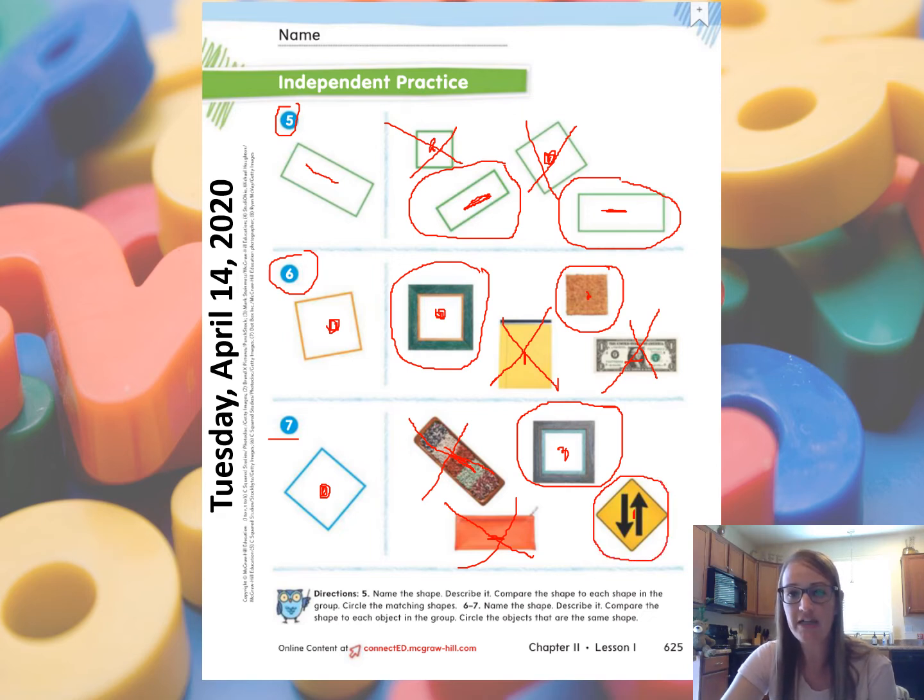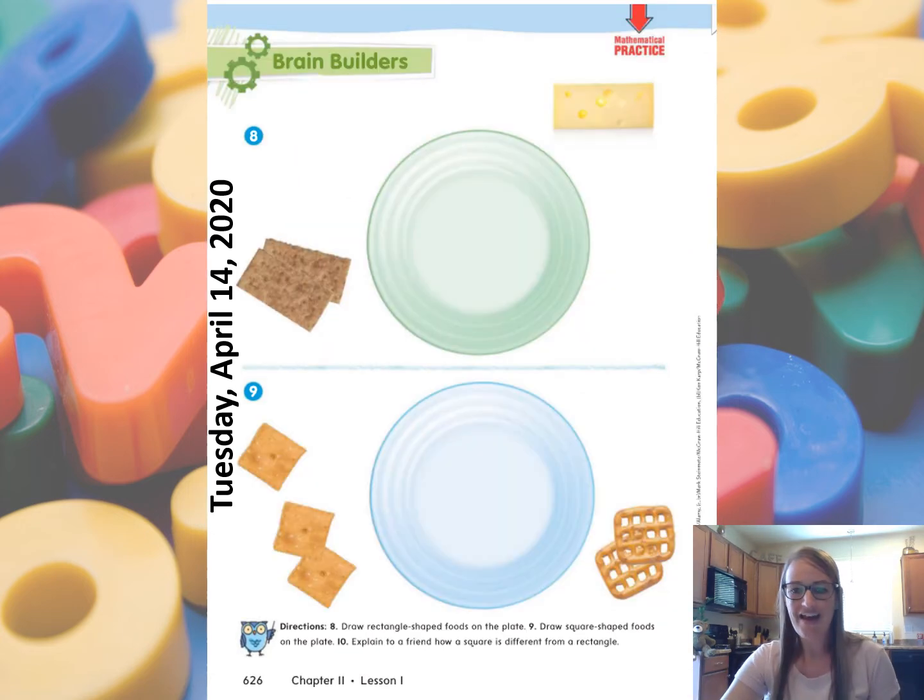Let's turn the page. All right, guys, when you turn the page, you are now on page 626. And what they want us to do on this page is, number 8, draw a rectangular shaped food on the plate.